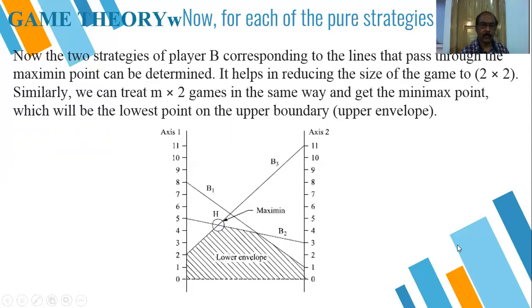So 2 cross N reduces to 2 cross 2. We are considering these two lines. We will explain with an example. Similarly, we can explain for the M cross 2.